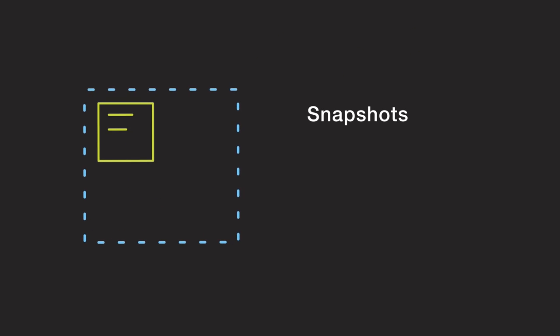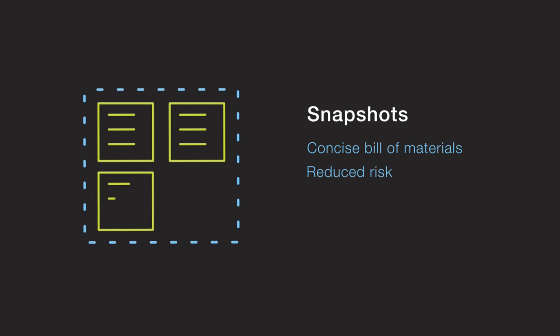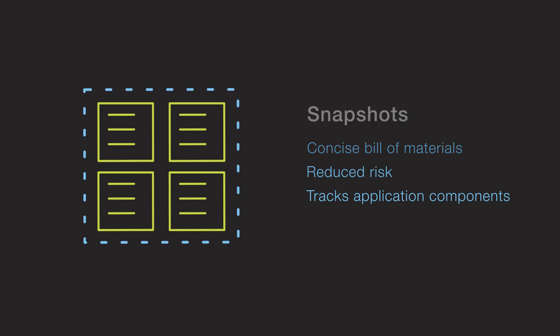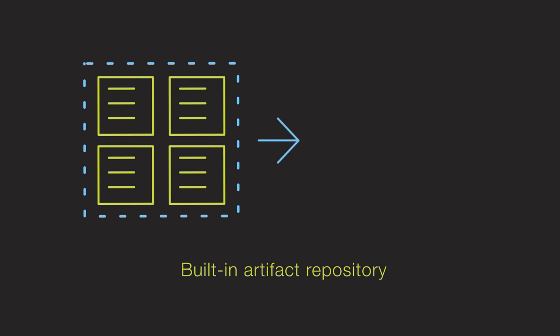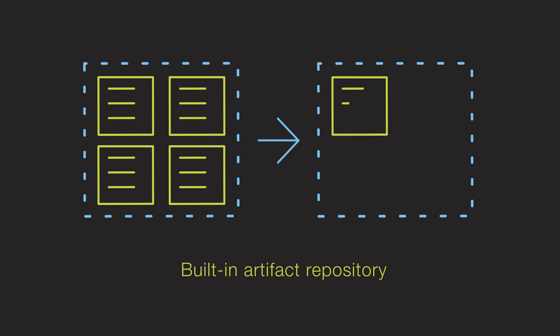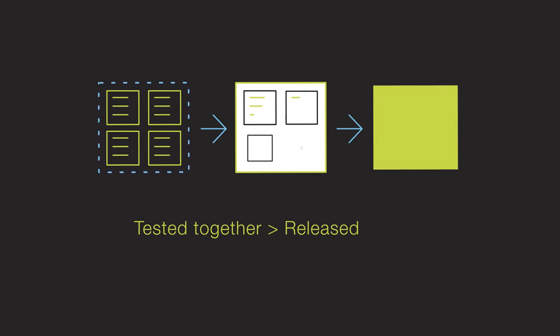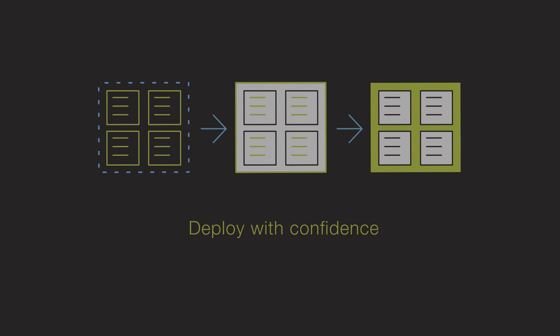With snapshots, UrbanCode keeps a concise bill of materials that reduces risk by tracking any collection of application components that are deployed together. CodeStation is UrbanCode's built-in artifact repository that helps guarantee what was built by development is exactly what's deployed to your environments, bit for bit. This way, what is tested together can be released together, ensuring you can develop and deploy with confidence.